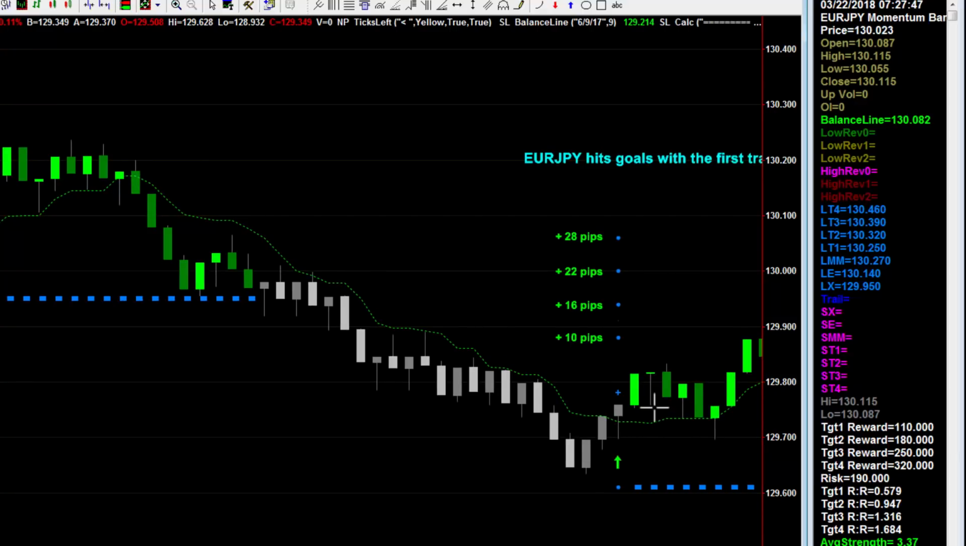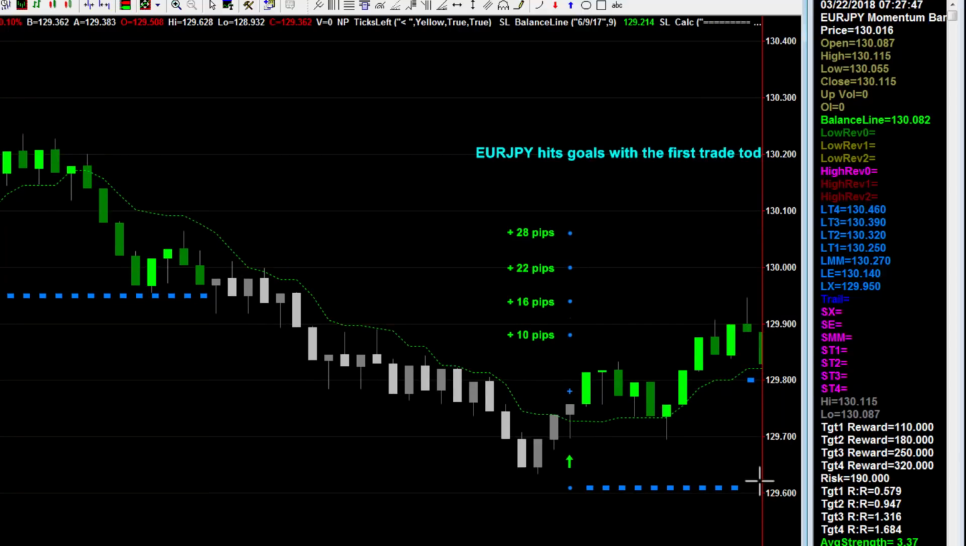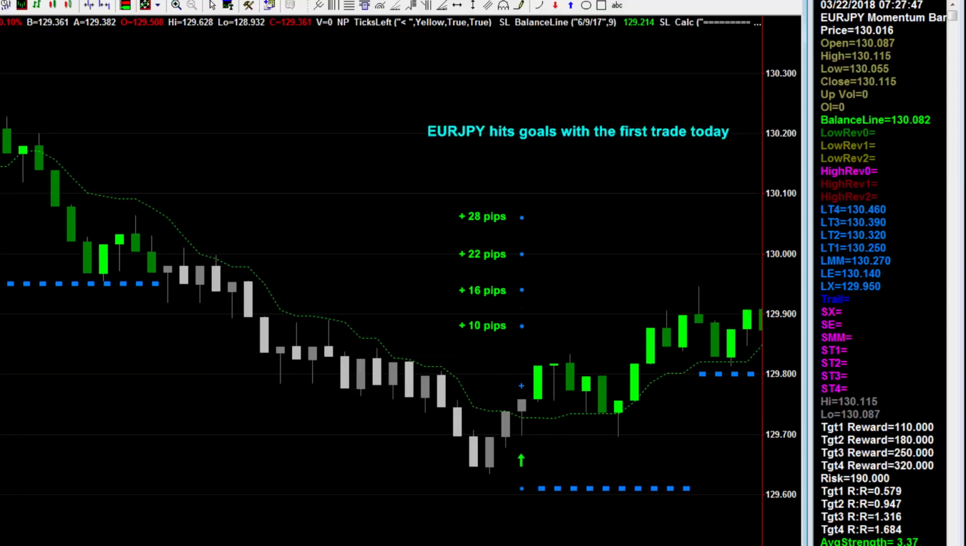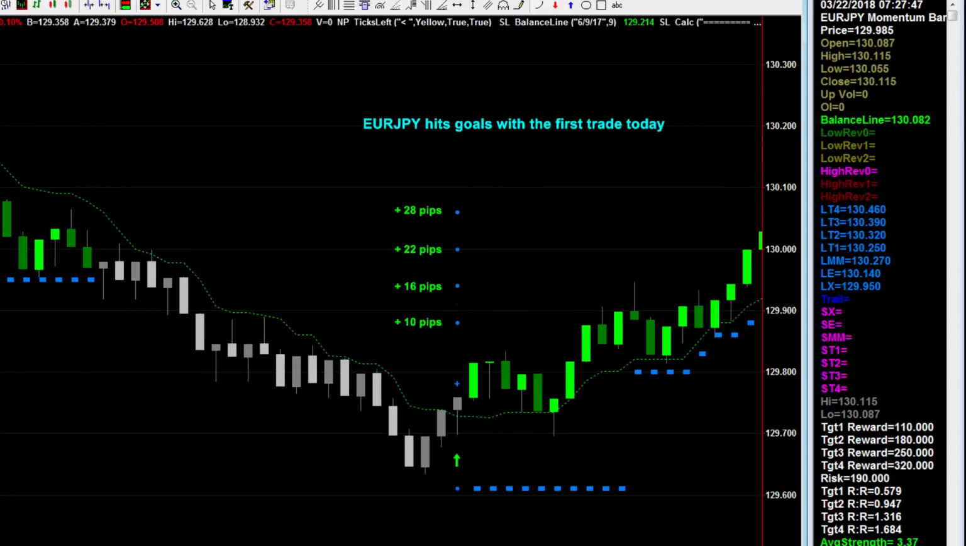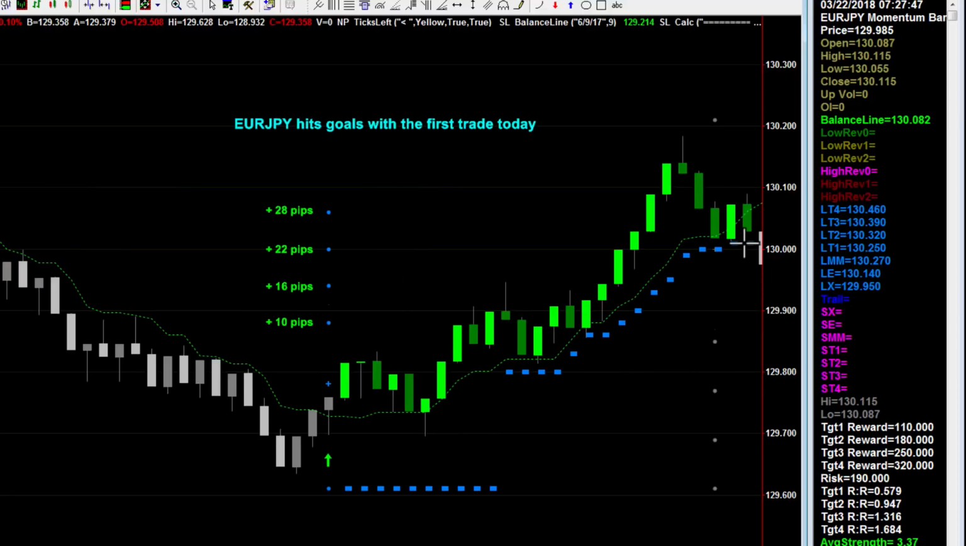So it comes off, it's still developing, but notice the stop is well placed down here, and then it comes up, hits its minimum goal. So we know that we're going to walk away a winner. The stop moves up, takes the risk off the trade, and notice it keeps enough distance so that the trade still has the room it needs to continue to develop, and it continues to push higher and higher, going through all 4 targets. 10 pips, 16 pips, 22 pips, 28 pips, and then stops out right here.